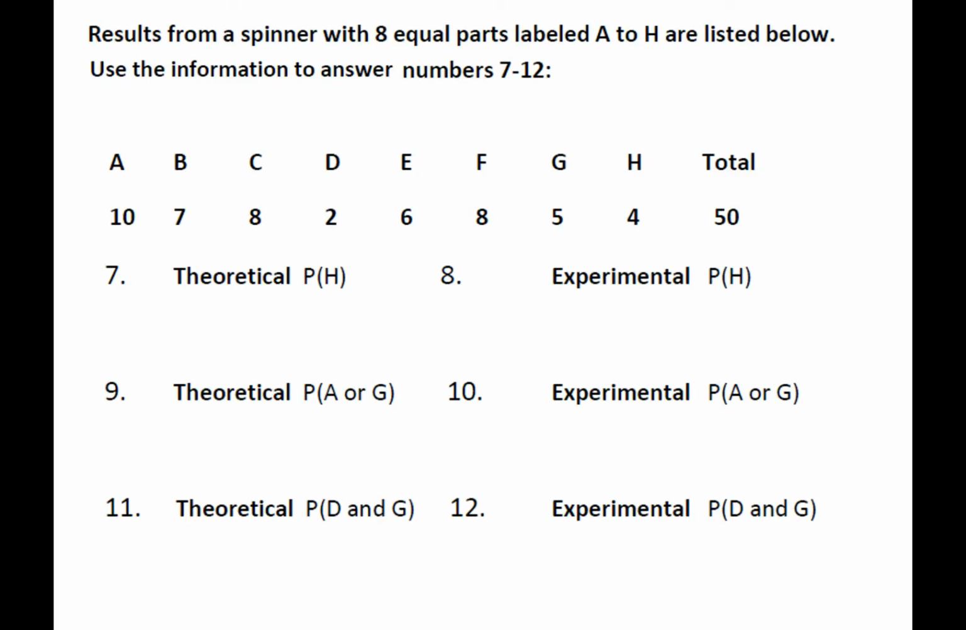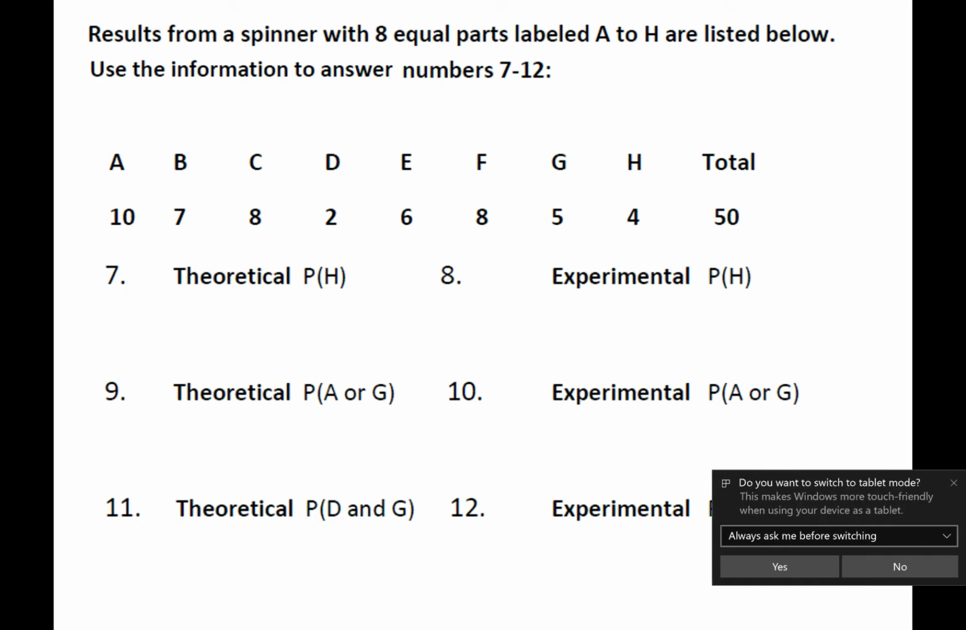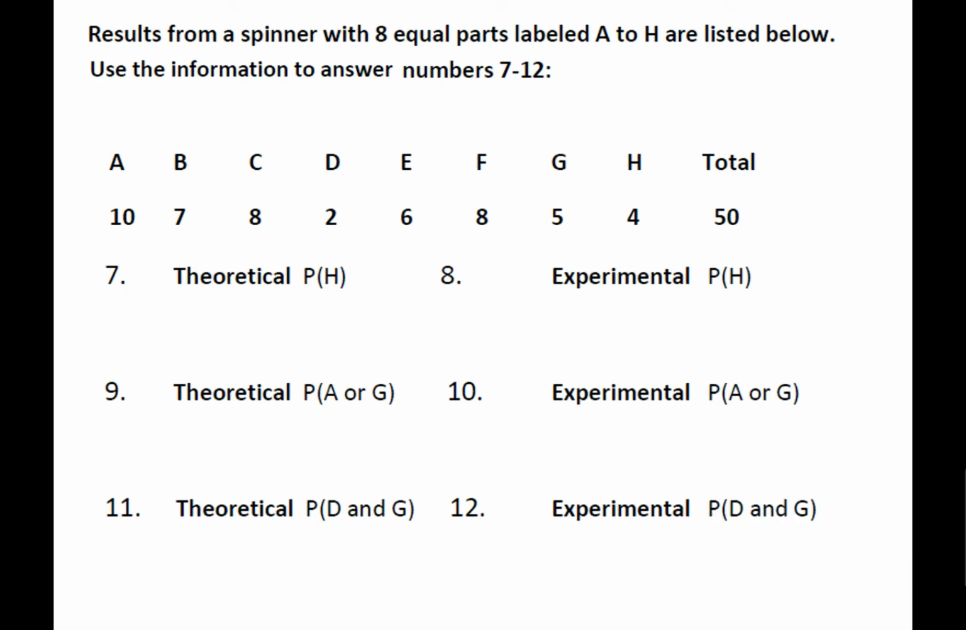Then we have, this one we have theoretical versus experimental probability. So theoretical is what we normally calculate. This would be just coming from the information right here where it says a spinner with 8 equal parts labeled A through H. So if we only look at that and say, okay, if there are 8 equal parts and each section has its own label, what's the probability I'm going to choose H? Well, there's only one section that's labeled H out of 8 sections. Then I go to the next one.